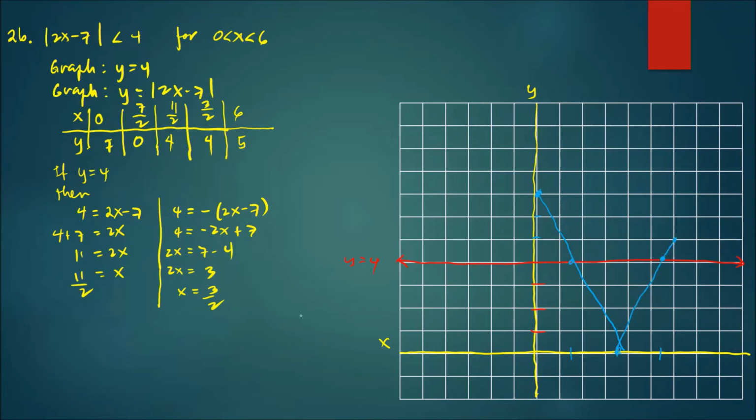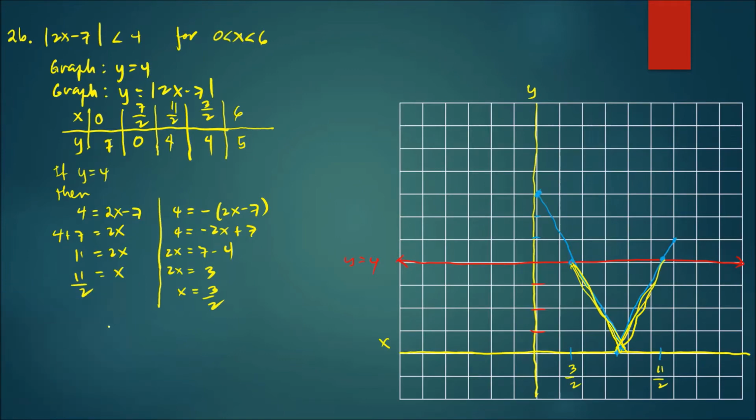There you go. So, just to find the solution, we need to look for all values of x that are less than 4. So we are interested with the part of the graph that is less than 4 or below the line y is equal to 4. So we are interested with this part, right? And we know that the x here is 3 by 2, and the x here is 11 by 2.